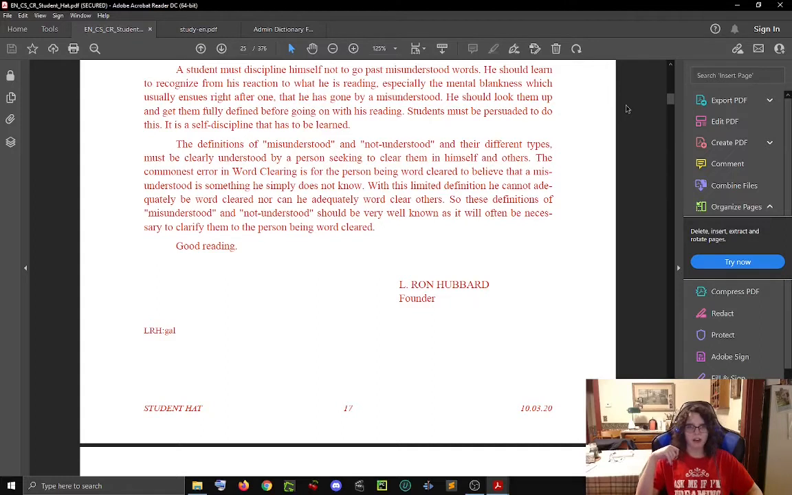The commonest error in word clearing is for the person being word cleared to believe that a misunderstood is something he simply does not know. With this limited definition, he cannot adequately be word cleared, nor can he adequately word clear others. So these definitions of misunderstood and not understood should be very well known, as it will often be necessary to clarify them to the person being word cleared. Good reading, L. Ron Hubbard.